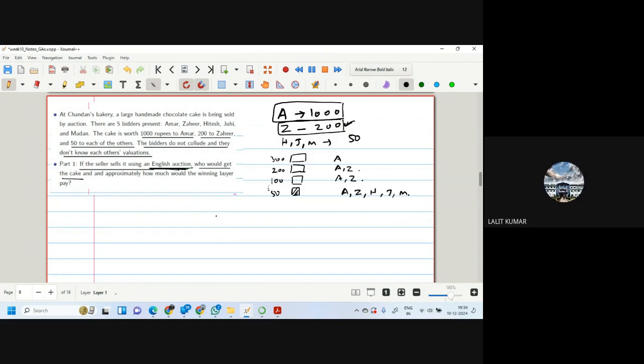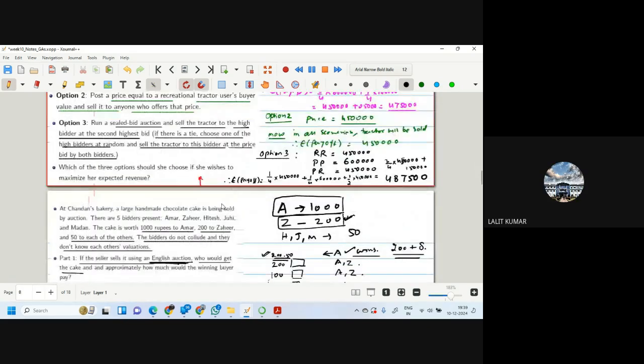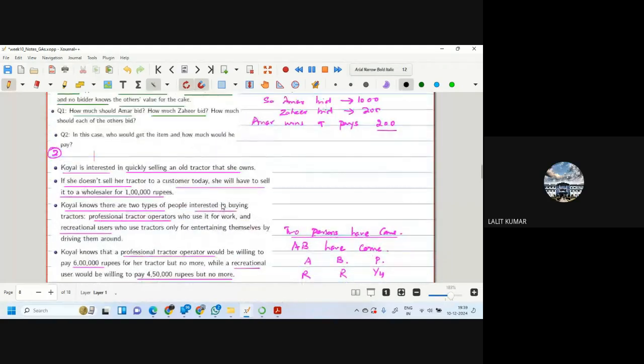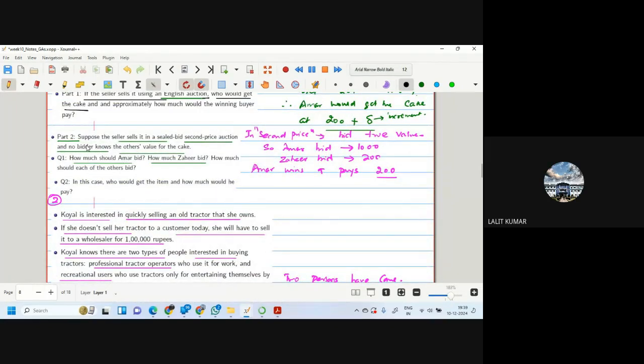So A will win the item, at any amount which is slightly more than 200. For example, it is 200.50. At 200.50, only A is there. A wins and he pays how much? 200 plus slightly some delta, which is very, very small. So that's why it is similar to your second price auction. And what happens if you do the second price auction?